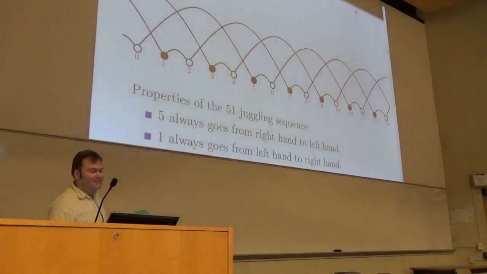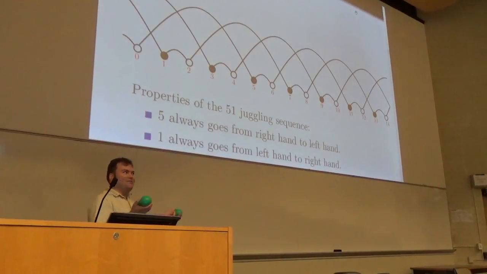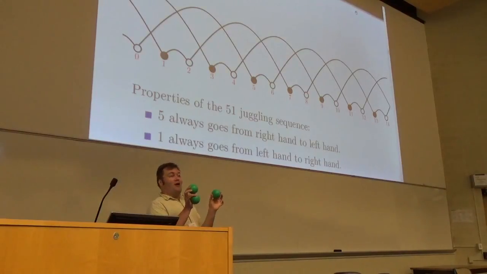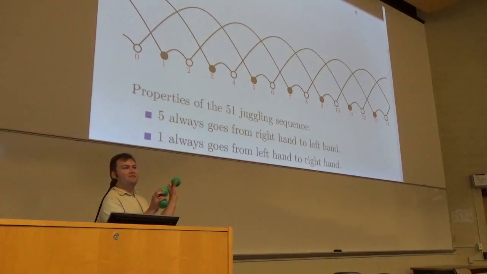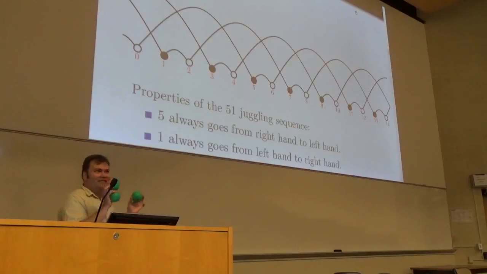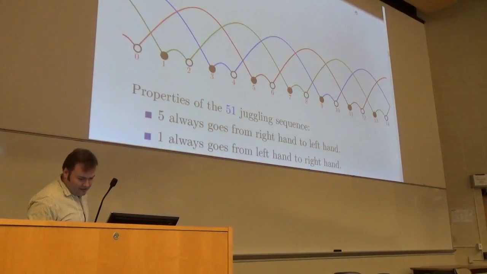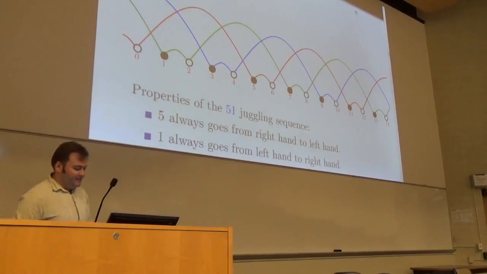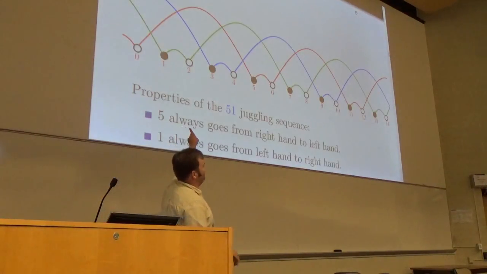Okay, so here's one question. I kind of spoiled the question because I'm showing you, but the question might be, well, how many balls do I need to actually juggle that sequence, right? You know the answer is gonna be three because I just did it, but what's one way that you could detect this?